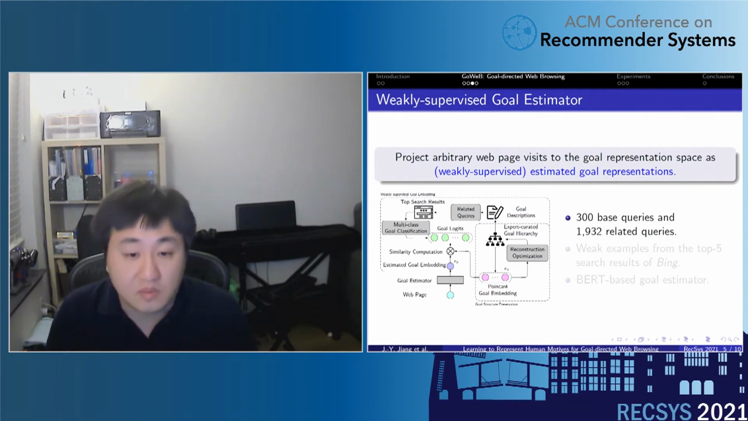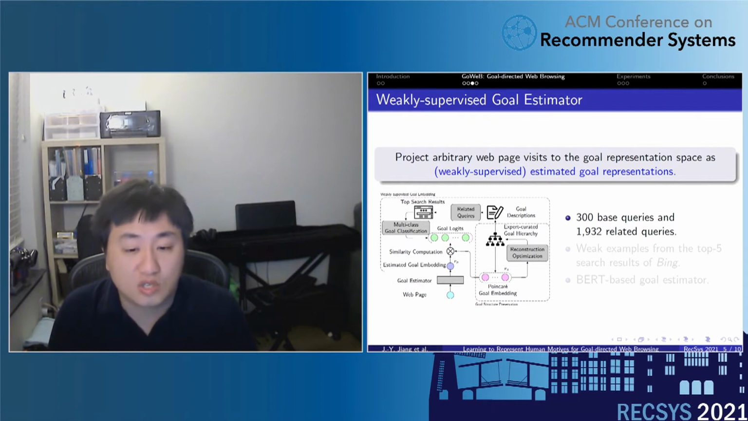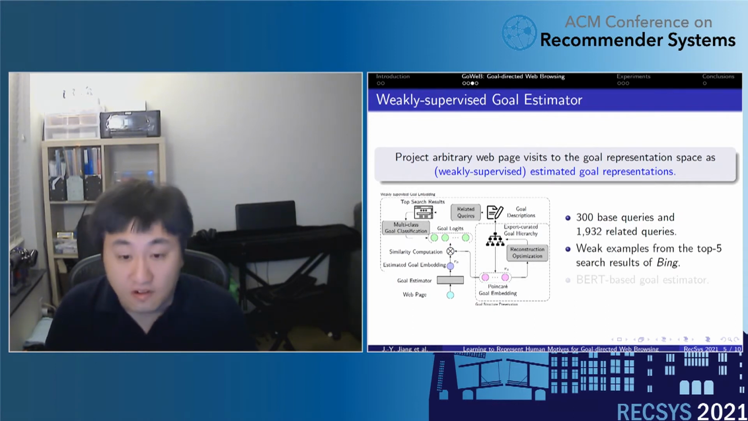invite the experts to write the 300 best queries over all of the Go's, and use the related query as the query expansion to be the initial data. Based on those queries, we select the weak examples from the top 5 search results of the Bing search engine, so that we can have a collection of training data with a corresponding label of those Go's.